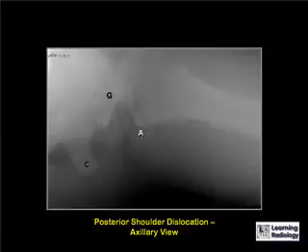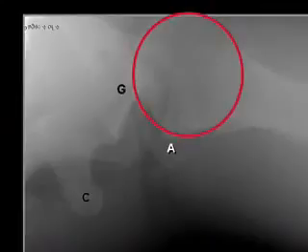This is an axillary view of an individual with a posterior dislocation. That is the humeral head, which lies outside the glenoid, marked by the G, and closer to the acromion than to the coracoid process.